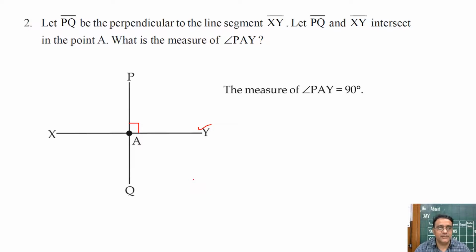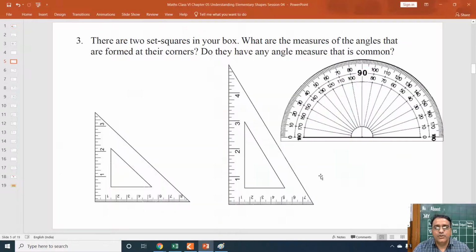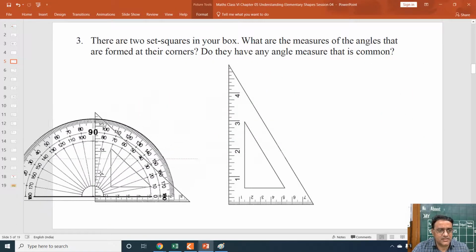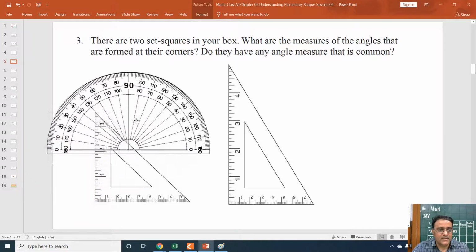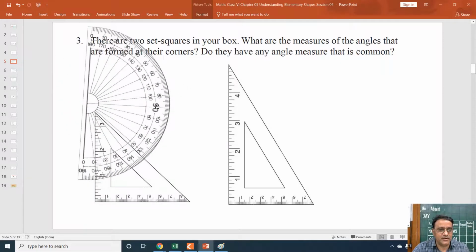So now question number 3. There are two set squares in your box. What are the measures of the angles that are formed at their corners? Do they have any angle measure that is common? Let's do one thing, let us measure and check. I'm going to measure the first set square. Okay, so this is 90 degree, and now we got one angle of the first set square.